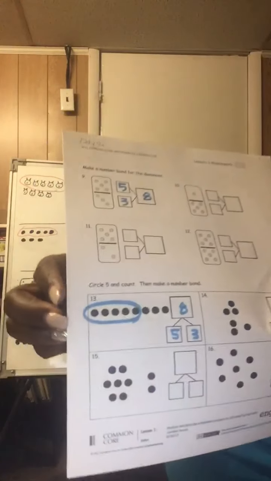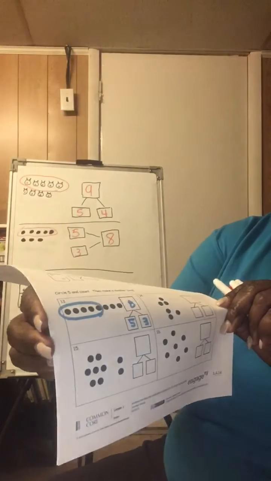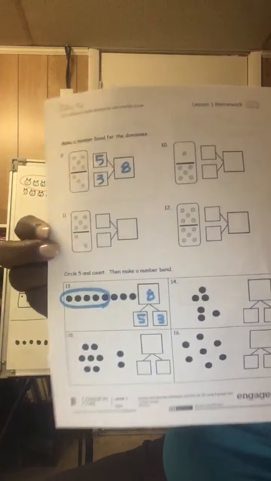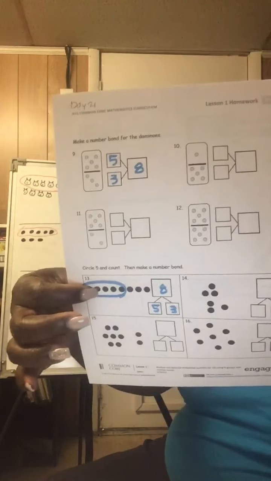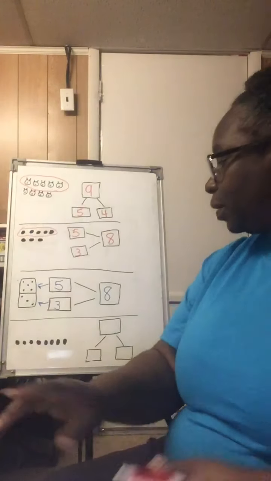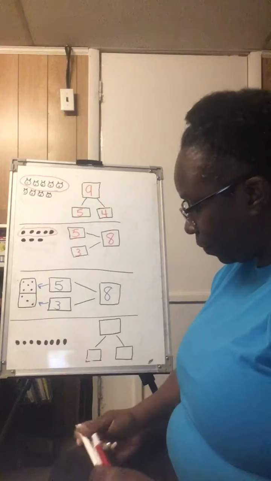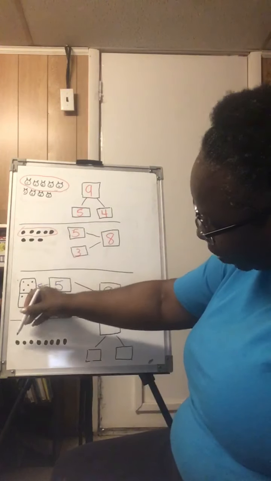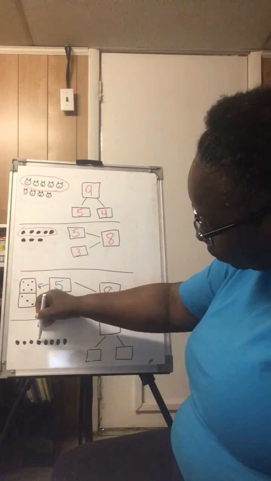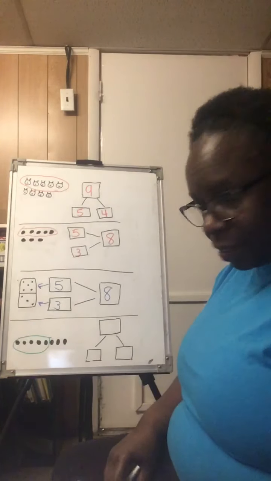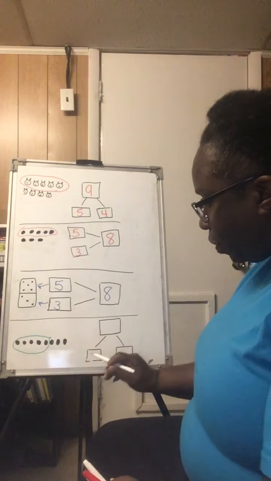And at the bottom, right here, we're working with dots. Okay, circle 5 and count to make the number bond. So this is the example I wrote on the board. Okay, so we have all of these dots. And it says circle 5. So we're going to circle 5. 1, 2, 3, 4, 5. We're going to circle 5. Same thing. You have your 5 circles.